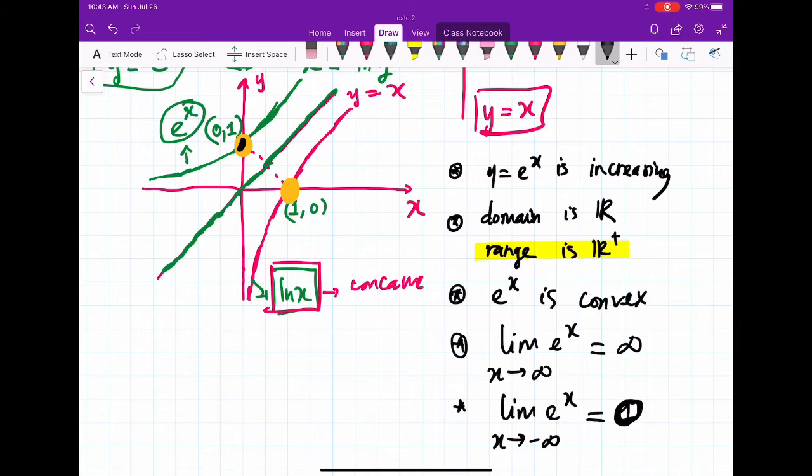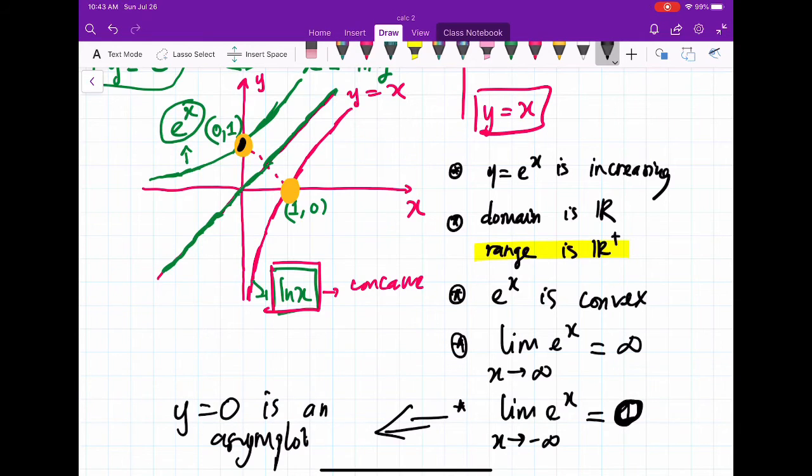What does it mean? That means y equal to 0. This property says y equal to 0 is an asymptote, a horizontal asymptote. Okay, let's write that.